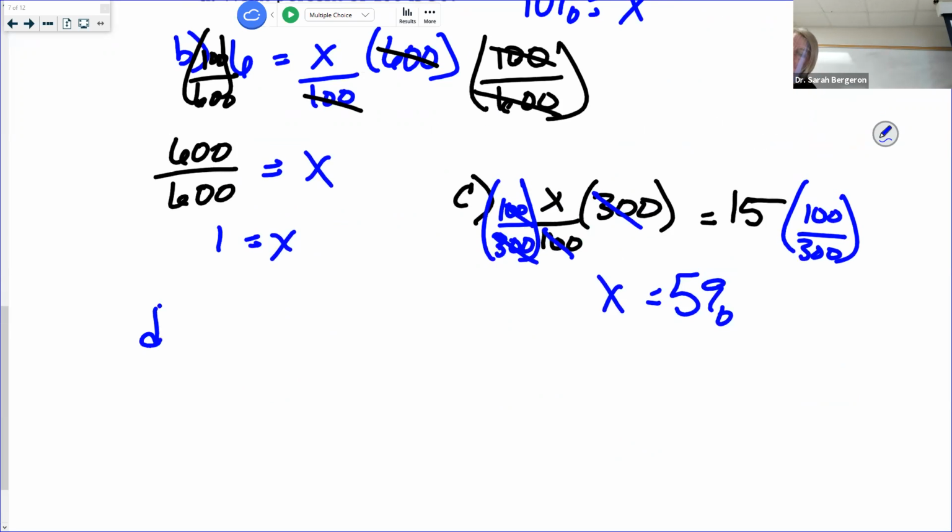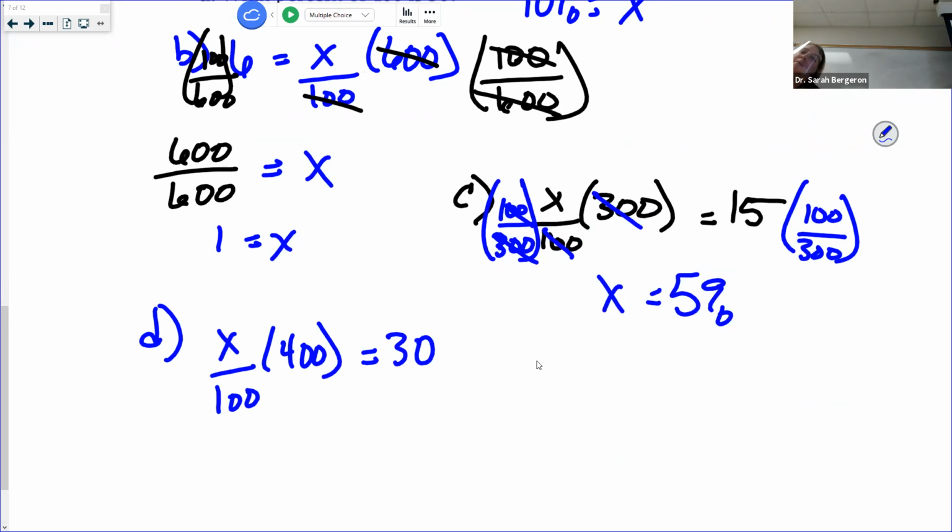Okay. D. What percent of 400 is 30? So some percent of 400 is 30. What do you get? Like you're in math class again, right? What do you get? Throw it out there. That's what I got, 7.5%.